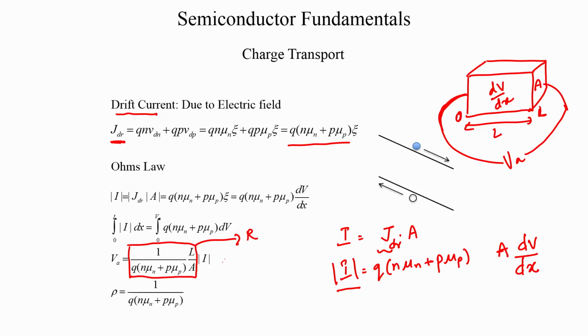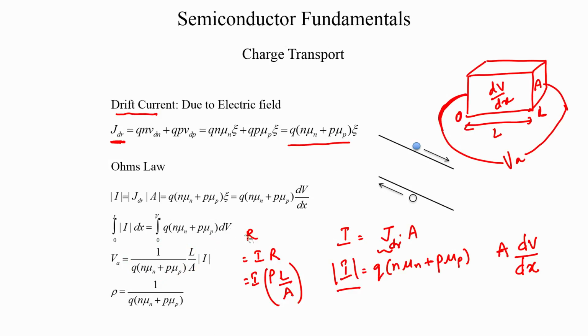Firstly it tells us that the current and voltage have a linear relation. So the voltage is equal to I into R, and this R has a term which is equivalent to the resistivity, where R is rho L by A. L and A define the geometrical parameters, and most importantly rho is the resistivity, that is 1 by q (n mu n plus p mu p).